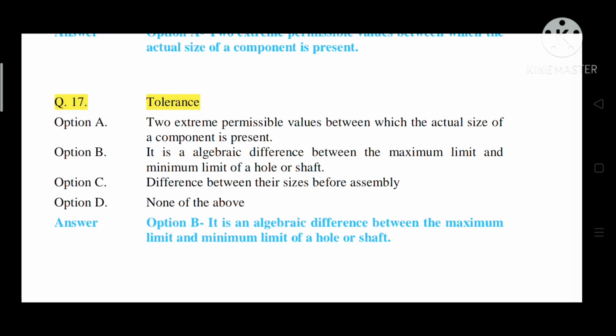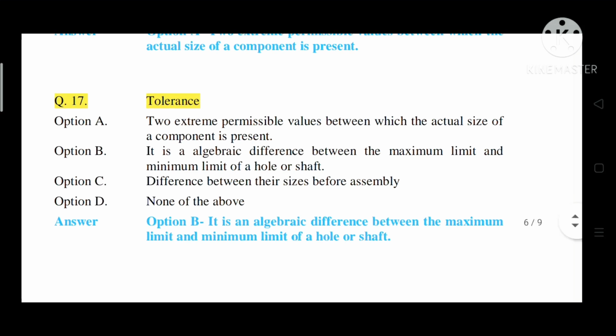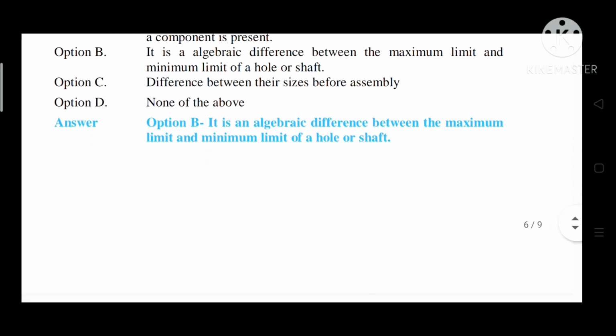Question number 17. What is tolerance? Option A, two extreme permissible values between which the actual size of a component is present. Option B, it is an algebraic difference between the maximum limit and minimum limit of a hole or shaft. Option C, difference between their sizes before assembly. Option D, none of the above. So correct answer is option B, that is, it is an algebraic difference between the maximum limit and minimum limit of a hole or shaft.